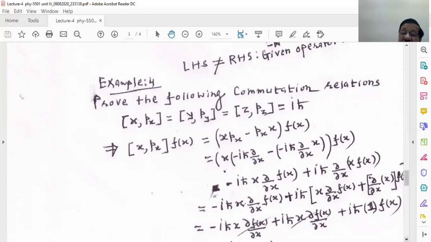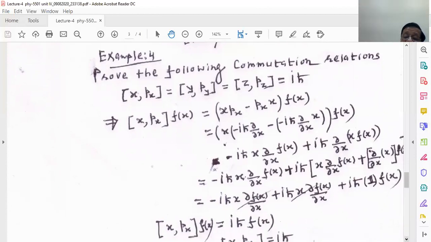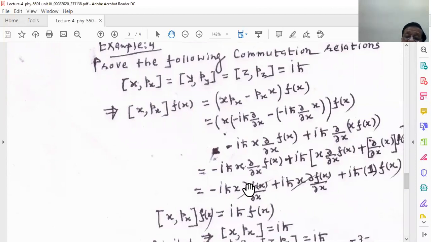Now you see, simplify the term. So this is minus iħ x del by del x of f of x, and this is plus iħ x del f(x) by del x. And simply, differentiation of x with respect to x is 1. So this is iħ into 1 into f of x. So you see now the first two terms are equal and opposite in sign, so they cancel each other. So ultimately you get iħ f of x.